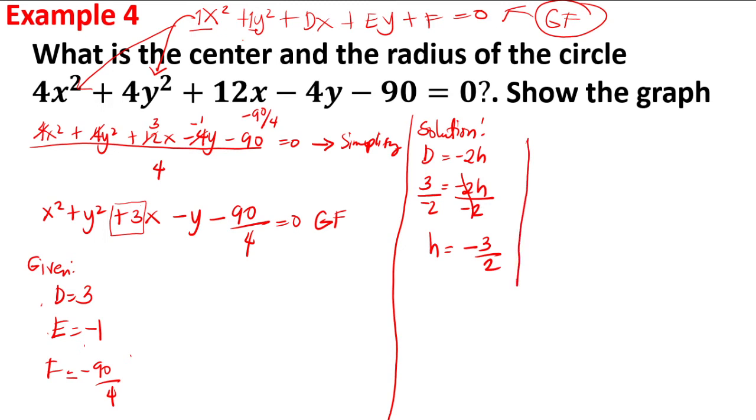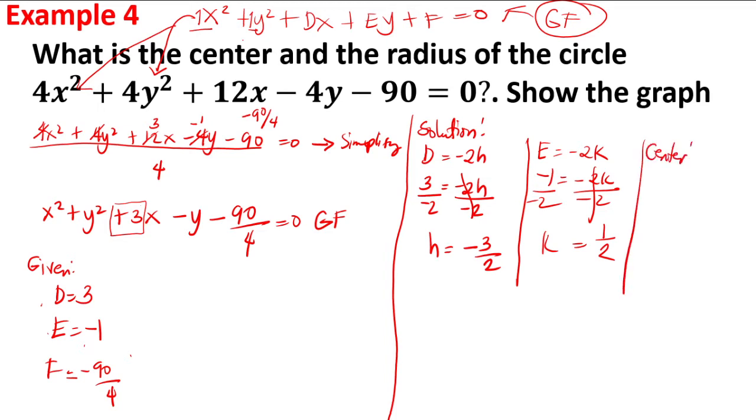Next, E is equal to negative 2k. And E is negative 1. So, negative 1 is equal to negative 2k. Okay, and then divide both sides by negative 2 to get the value of k. K now is negative divided by negative is positive 1/2. So, positive 1/2 yun. Okay? Therefore, the center now, yung center natin, located siya sa point with the coordinates negative 3 over 2 at saka 1/2. So, yun na yung center natin.